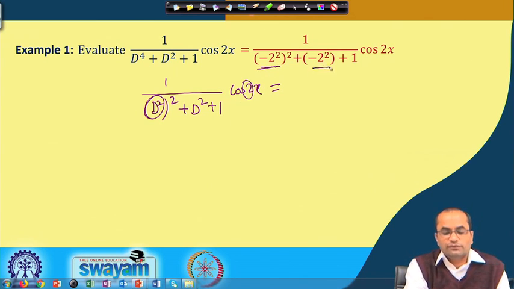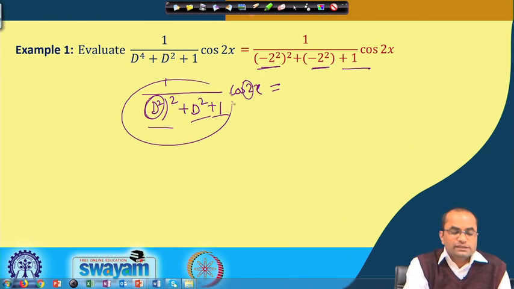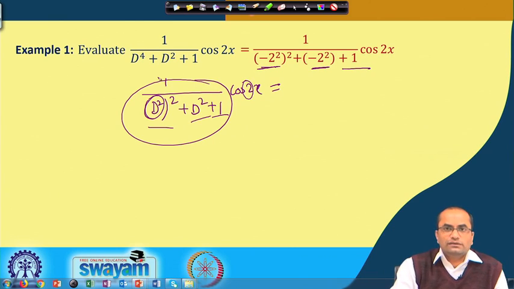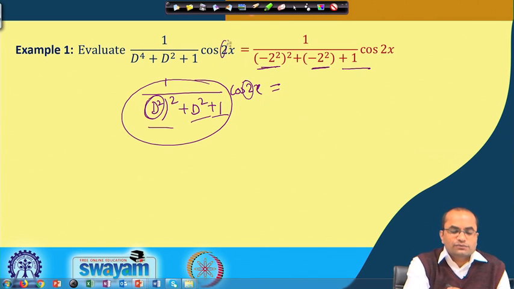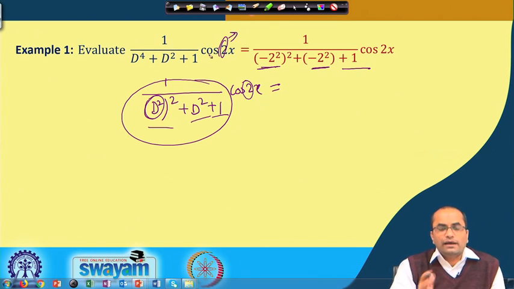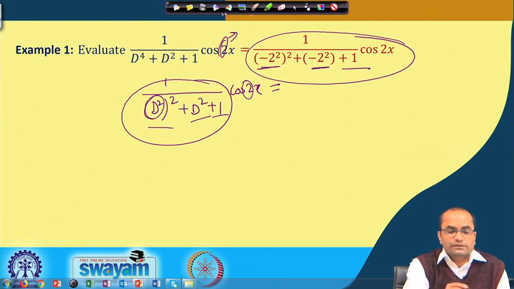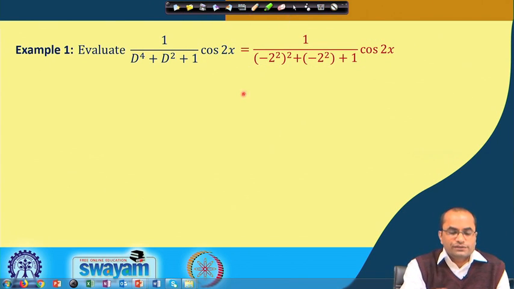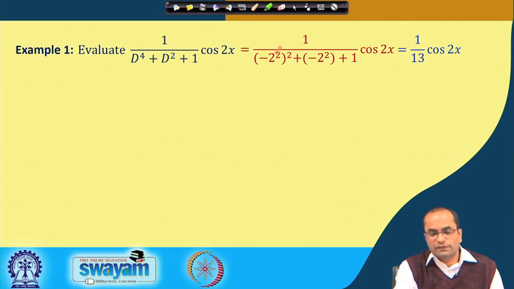So, the minus 4 here, also minus 4, and then this plus 1. So, in this case we could write everything in terms of d square, and then d square is replaced by this minus a square, or minus alpha square, and we got the value of this operation which we can simplify here.